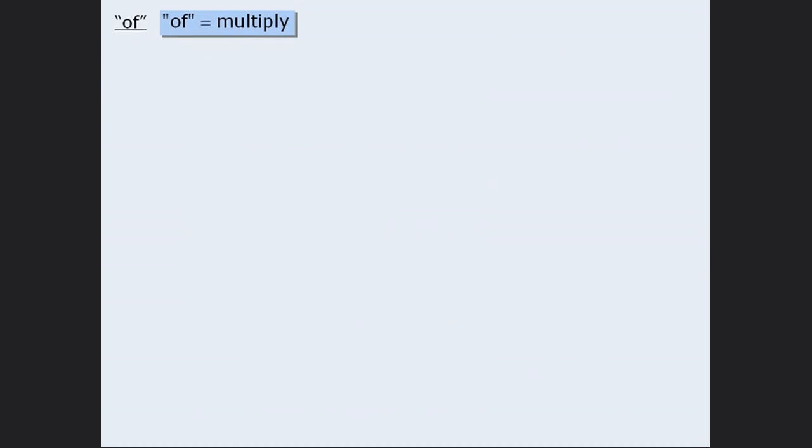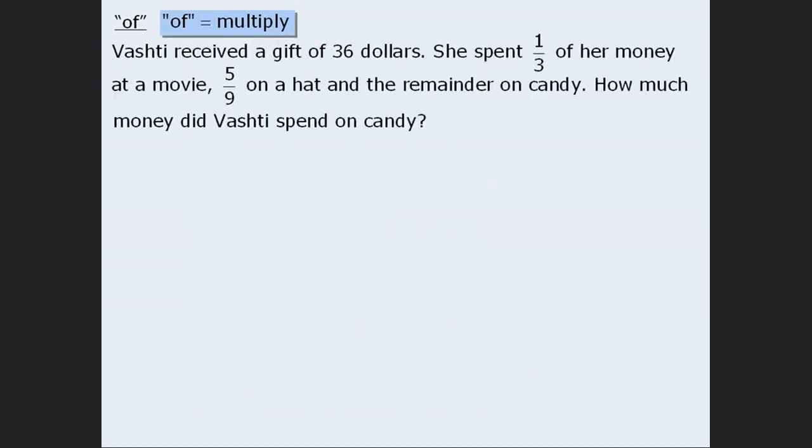Okay, let's try another question. Here we are told that Vashti had $36, and she spent 1/3 of that at the movie, 5/9 on a hat, and the remainder on candy. Our task is to determine how much money she spent on candy.